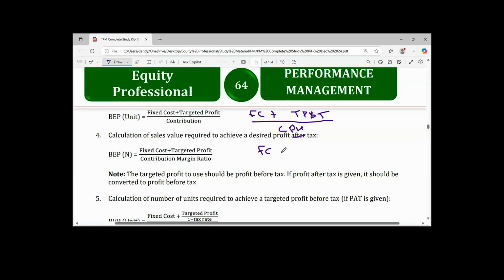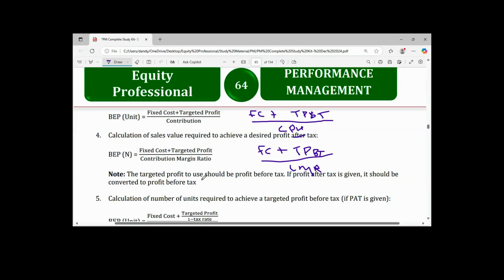Fixed costs plus targeted profits before tax, divided by contribution margin ratio. That's the formula to use whenever you want to calculate sales value required to achieve a targeted profit before tax. Please, the targeted profit to use must be profit before tax.